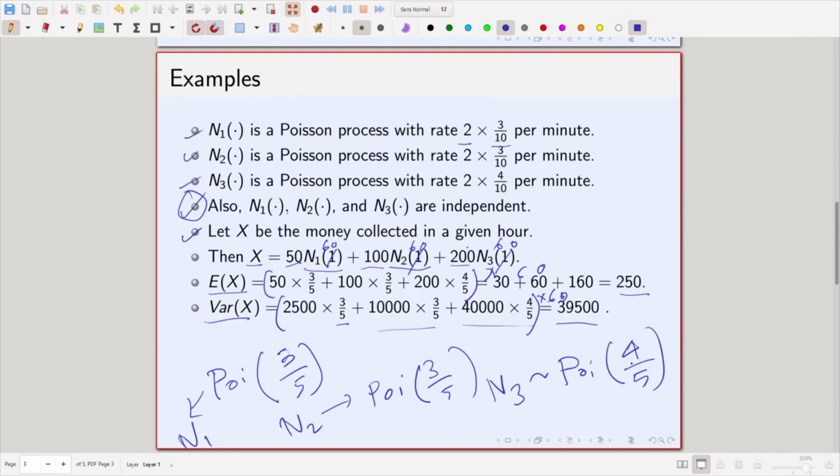So, 1 hour is 60 minutes. So, it should be not N1 1, but N1 60, N2 60 and N3 60. Fine. And then what the net effect is, in the expectation you get a multiplying factor 60. Similarly, for variance also you get a multiplying factor 60.